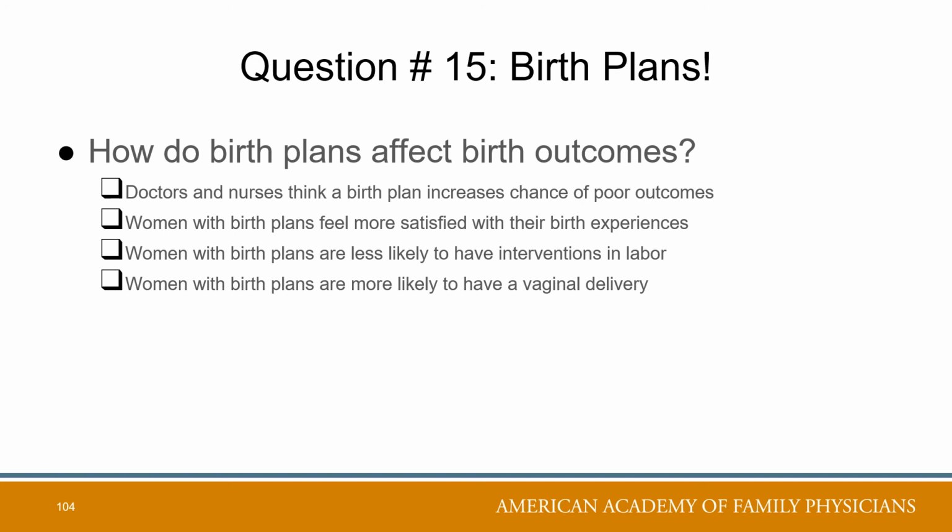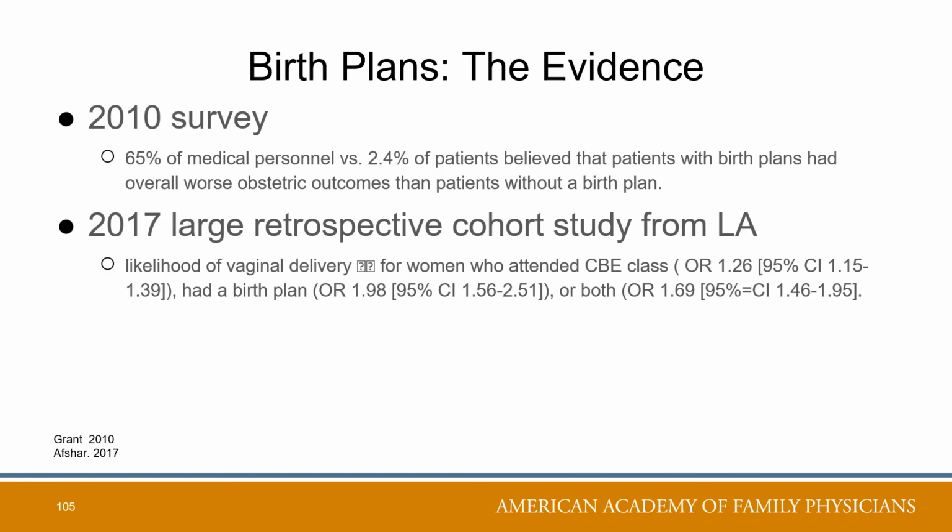What do you think of each of these statements, and what's the evidence? So birth plans, the evidence. Based upon a 2010 survey, 65% of medical personnel versus 2.4% of patients believe that patients with birth plans had overall worse obstetrical outcomes than patients without a birth plan. A large retrospective cohort study from LA showed that the likelihood of vaginal delivery for women who attended birth education classes, had a birth plan, or both was actually higher.